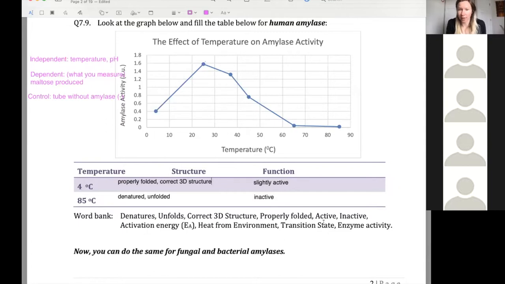Same thing with transition state. That is, again, something else you would see on a graph if it was activity versus time. We could pinpoint, oh, this is the transition state for these molecules that are reacting. Heat from environment. Well, it doesn't really tell us where this heat is coming from. We can assume that it's from the environment. And we could use that to explain this upward trend from 4 degrees to about 25 degrees, that it's this increasing heat from the environment that is allowing the amylase to be more active.